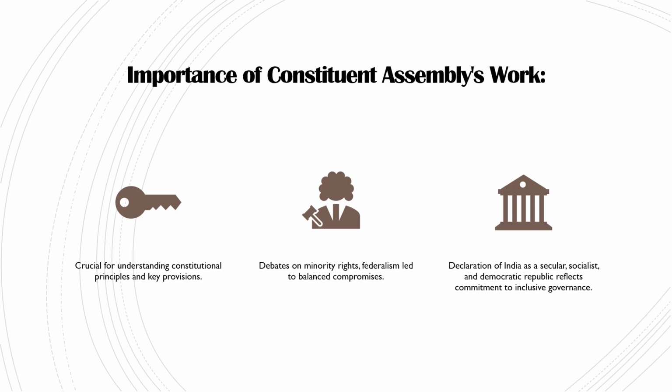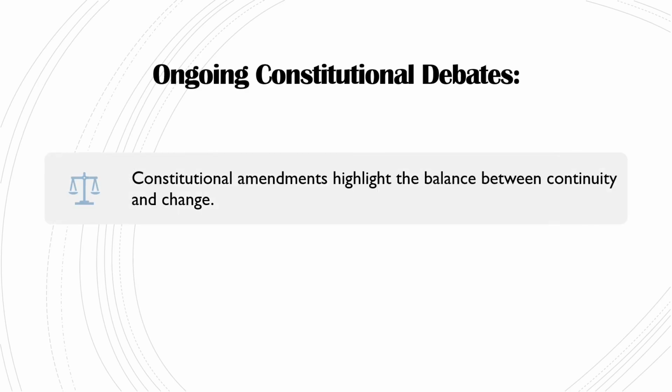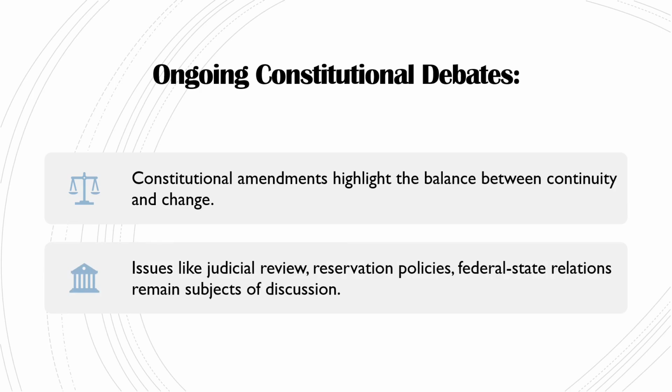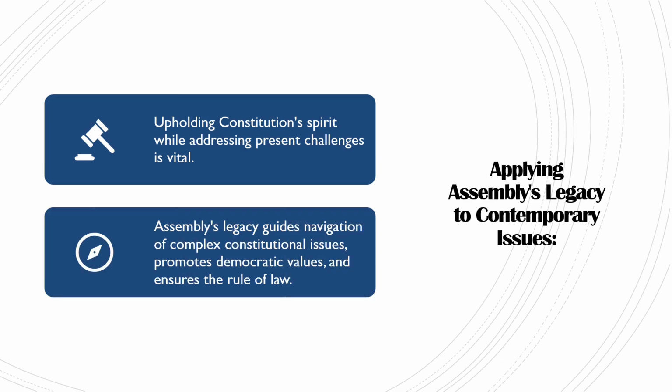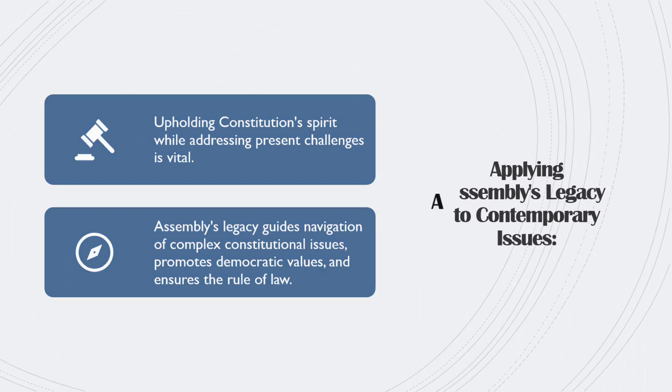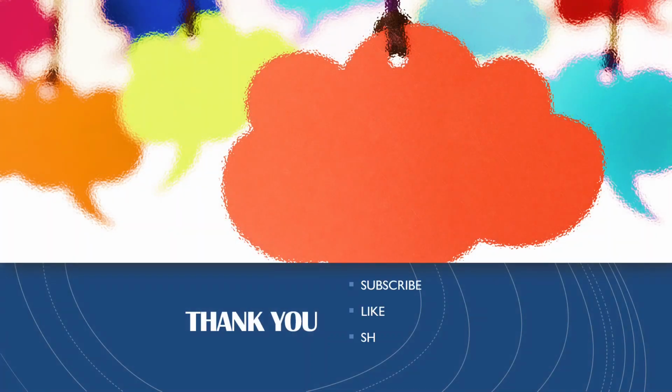Despite the Constitution's adaptability through amendments, ongoing debates on constitutional amendments highlight the delicate balance between continuity and change. Issues such as judicial review, reservation policies, and federal-state relations continue to be subjects of discussion, emphasizing the evolving nature of constitutional interpretation. Analyzing the Assembly's work in light of contemporary issues underscores the importance of upholding the Constitution's spirit while addressing present challenges. The Assembly's legacy serves as a guide for navigating complex constitutional issues, promoting democratic values, and ensuring the rule of law in a dynamic and diverse society.